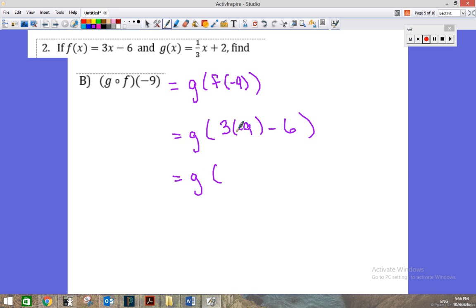3 times -9 is -27. And -27 minus 6, I think, is -33. It's getting late, and I'm not sure exactly what it is, but hey, I think I'm going to go with -33. G always creates an addition problem. It takes 1/3 of the input, whatever that input is, and then adds 2. This time our input is -33. 1/3 of -33 is -11. And -11 plus 2 is -9.